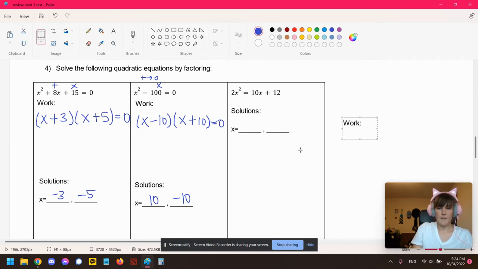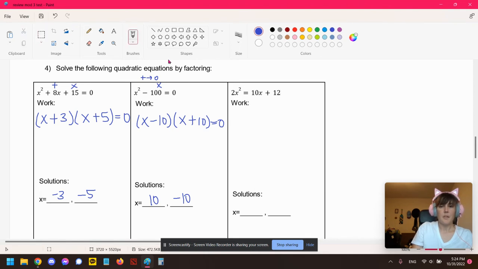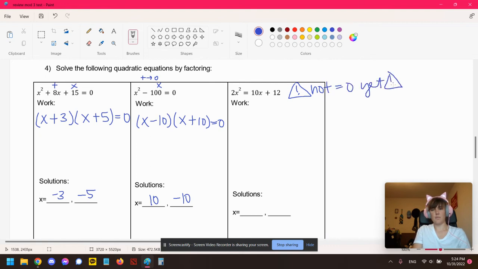And then finally, we've got this kind of nastier one. The big thing here, for me, is that it's not equal to 0 yet. And that's a huge issue, right? If we want to solve this by factoring, the very first thing I want to do is subtract 10x on both sides. I want to subtract 12 on both sides. And I want to get 2x squared minus 10x minus 12 is equal to 0.